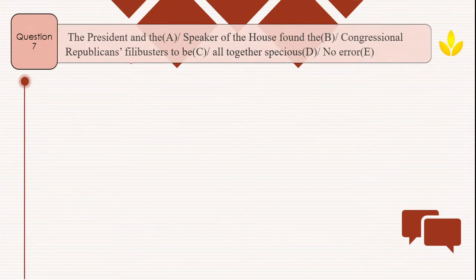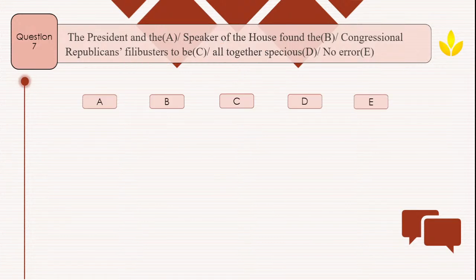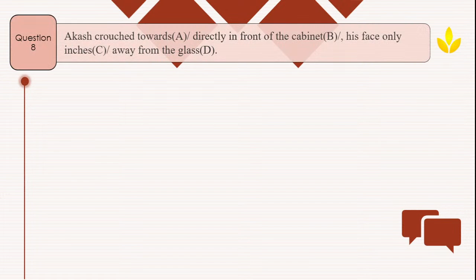So what is the meaning of filibusters? A prolonged speech is called a filibuster. So the mistake here is "altogether", that is option D. The meaning of the word "spacious" is "together", so even this is repeated again. That is the error. If you don't understand the meaning of these words, it will be a little difficult.